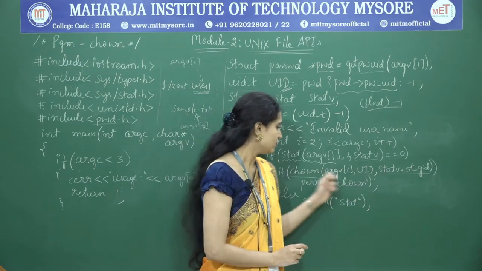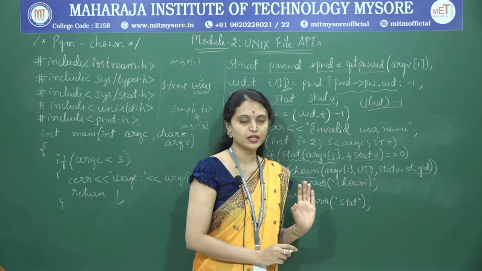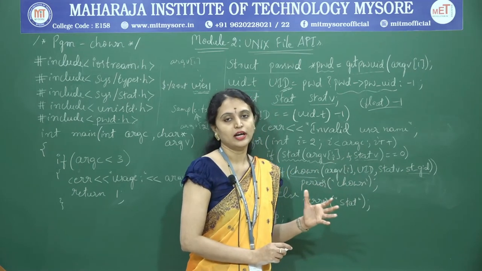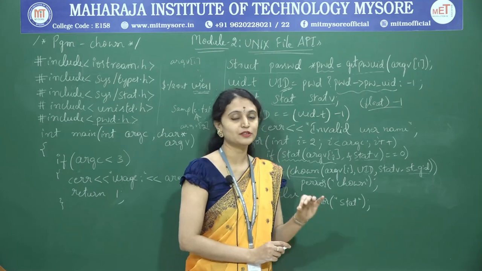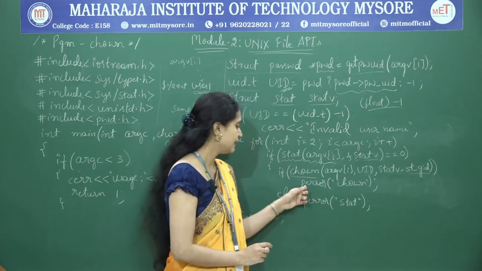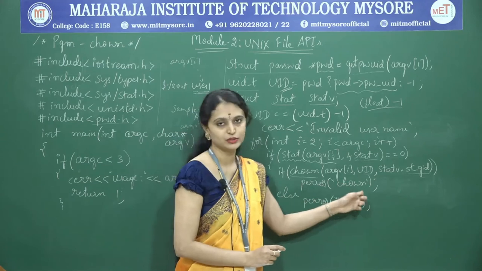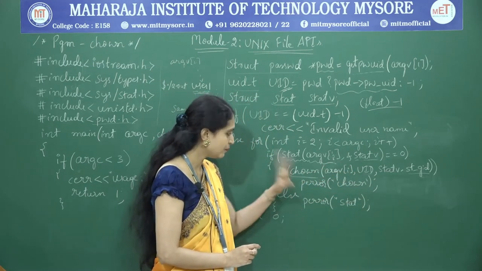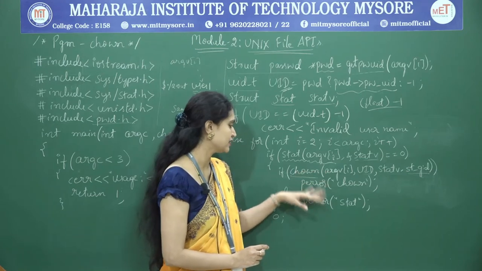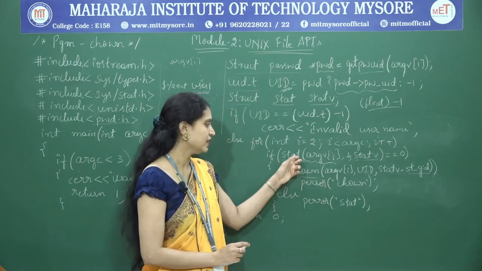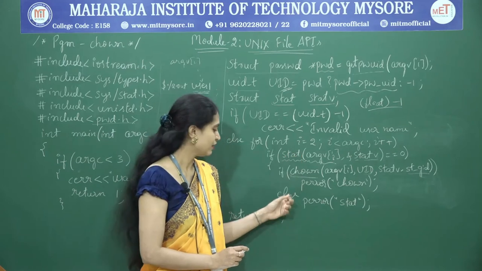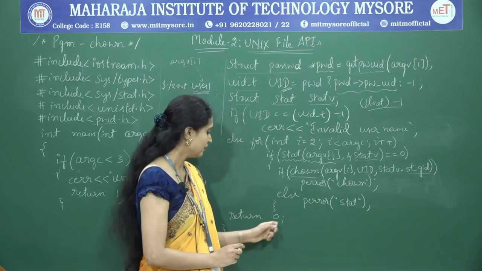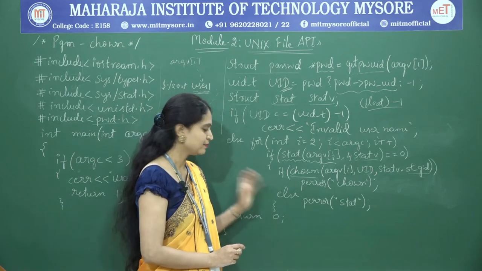Suppose this is executed successfully, it returns 0 and everything will be fine. Suppose there is an error, I am just printing the message perror chown. Otherwise, even upon executing this chown successfully, there might be an error with the stat API. So, that is why I am printing perror stat. And then I am closing the if else block.